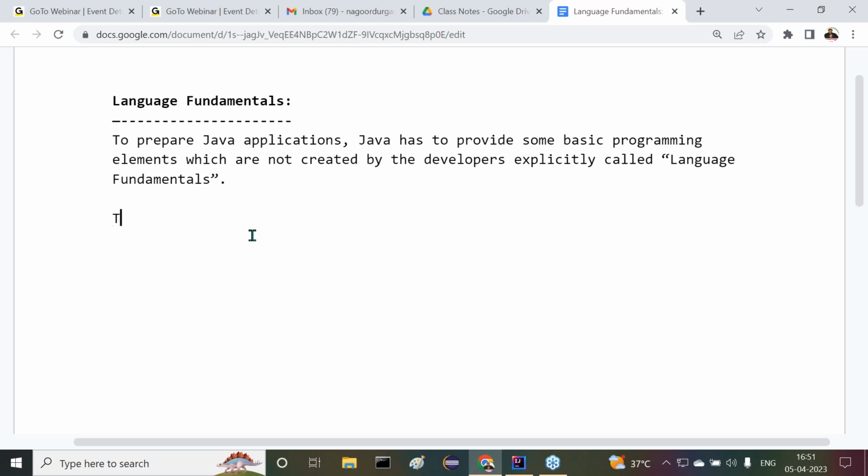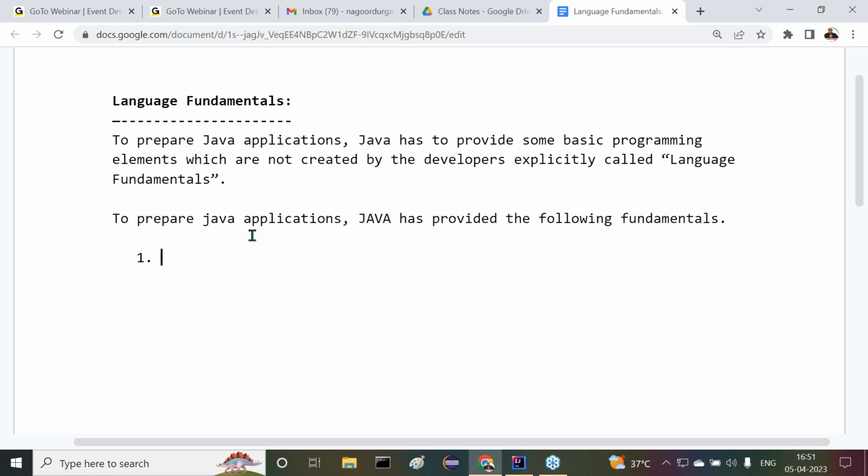What are the various language fundamentals which are provided by Java? Understand it clearly. To prepare Java applications, Java has provided the following fundamentals. The very first one is tokens.